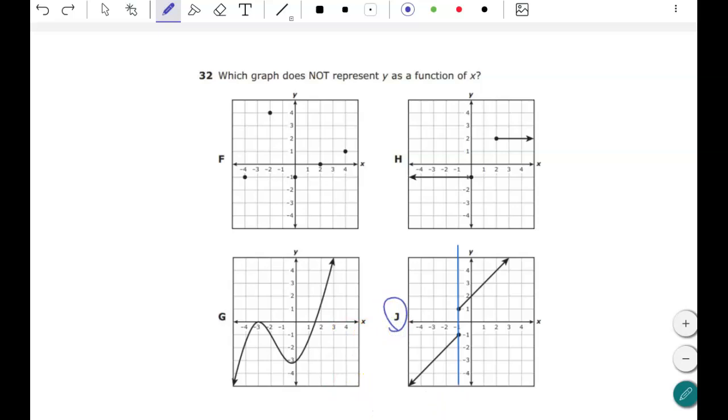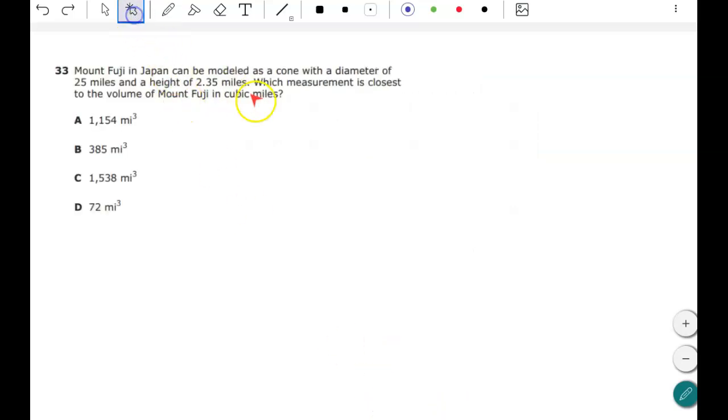All right, next question. Mount Fuji in Japan can be modeled as a cone with a diameter of 25 miles and a height of 2.35 miles. Which measurement is closest to the volume of Mount Fuji?